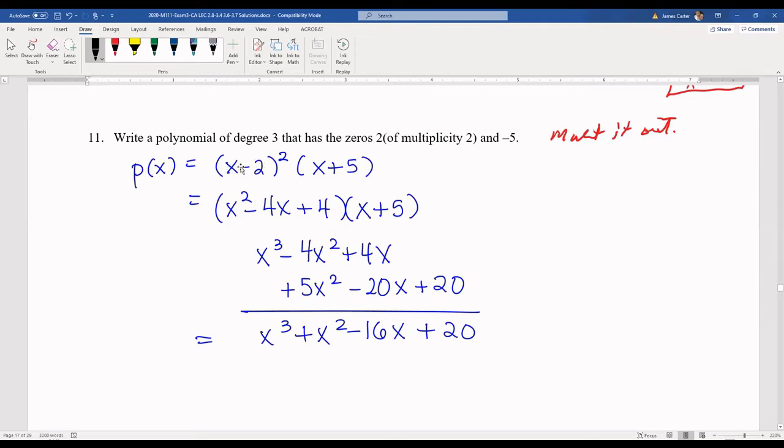This one, if we take x minus 2 and square it, we get x squared minus 4x plus 4. We bring down the x plus 5. Now we distribute this x, we get this row. We distribute the 5, we get this row, lining up the powers. Then we combine all terms. And this is the equation that we get.